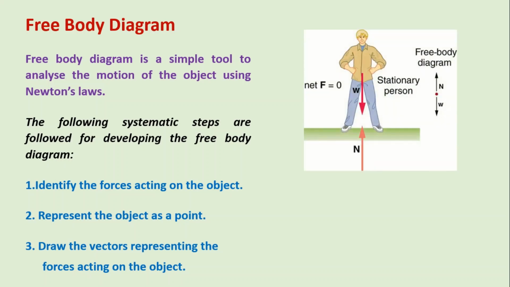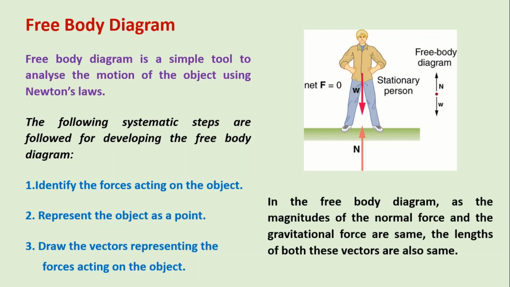Here is a simple example, a man standing on the floor. He is represented as a point mass. The weight is acting downward, that is W, with an arrow mark downward. And the floor gives a normal force in the upward direction, that is given by an upward arrow mark N. These two arrows must have opposite direction and equal length. This is a simple free body diagram. So let us go for our cases.